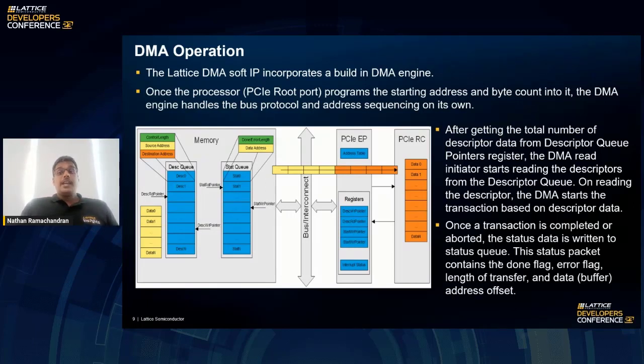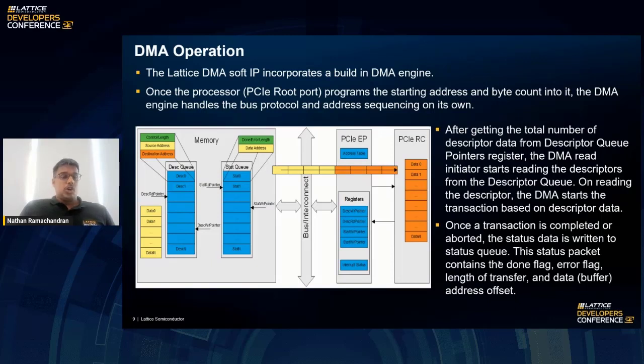After getting the total number of descriptor data from the descriptor queue pointer registers, the DMA read initiator starts reading the descriptors from the descriptor queue. The moment the reading of the descriptor queue is done, the DMA starts a transaction based on the descriptor data. If a transaction is completed or aborted, the status data is written to the status queue. This status queue contains information like the done flag, error flag, length of transfer, and data buffer address offset.